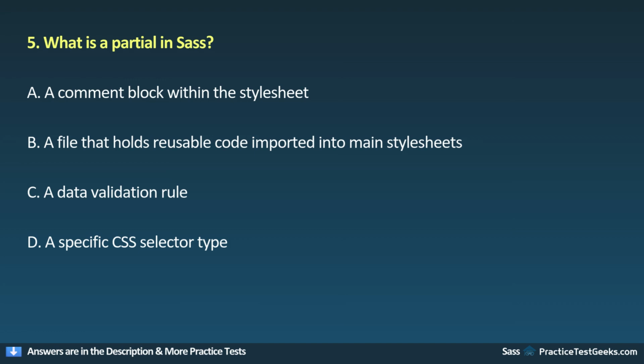5. What is a partial in Sass? A. A comment block within the style sheet. B. A file that holds reusable code imported into main style sheets. C. A data validation rule. D. A specific CSS selector type.